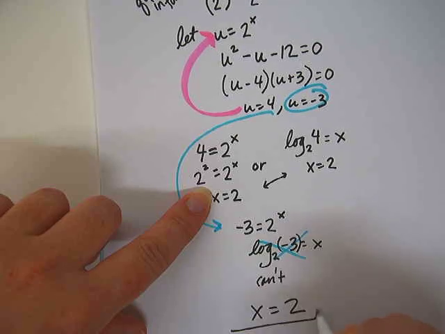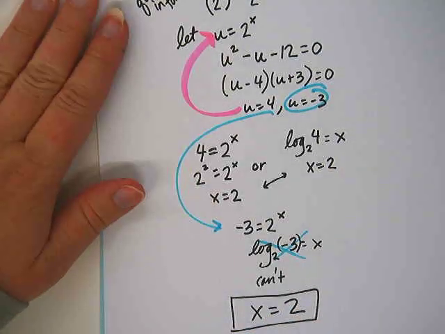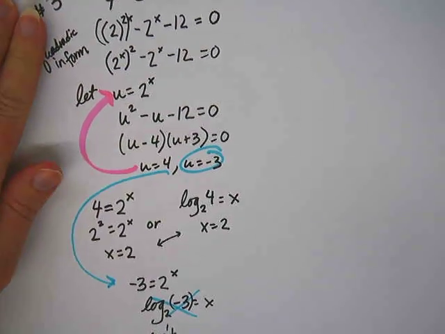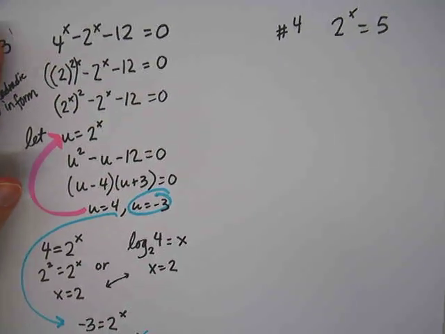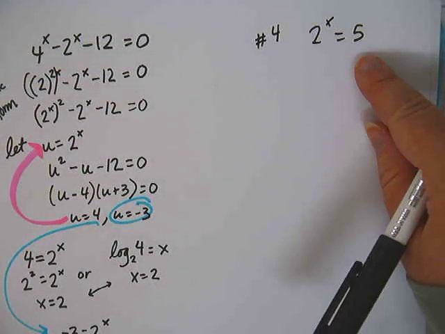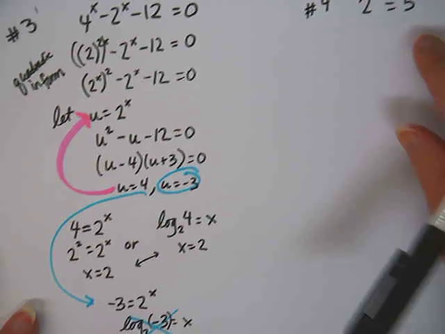So therefore, our only answer is x equals 2. I'm going to combine two examples in one video this time. Here's our next example: 2 to the x power equals 5.